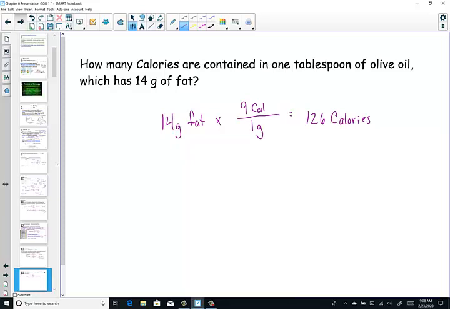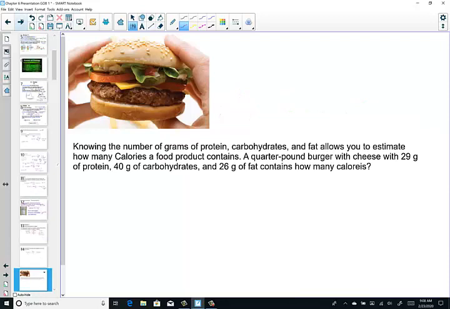Why don't you try the next one? Looks like a very tasty cheeseburger. How many calories are in that cheeseburger? Pause your video and just take a moment to calculate. How many calories, by reading through this problem? Come back when you're ready to check your work.